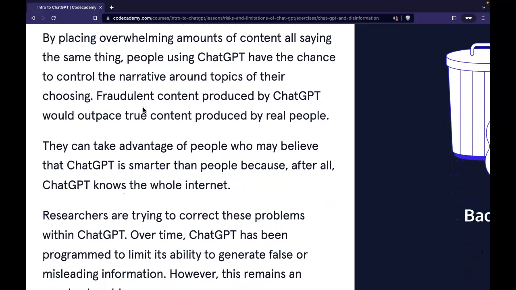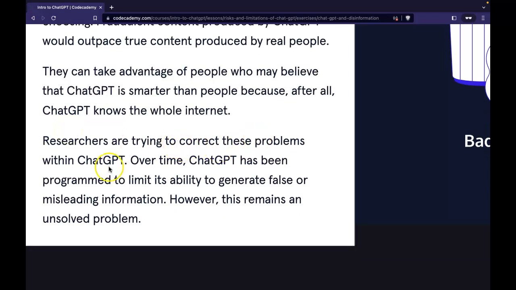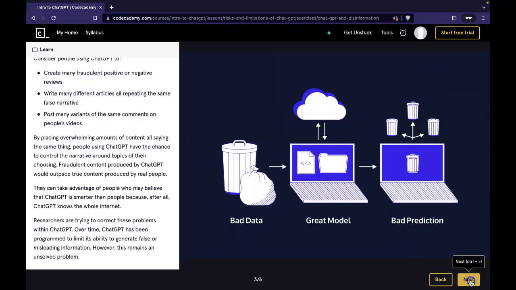By placing overwhelming amounts of content all saying the same thing, people using ChatGPT have the chance to control the narrative around topics of their choosing. Fraudulent content produced by ChatGPT would outpace true content produced by real people. They can take advantage of people who may believe that ChatGPT is smarter than people because, after all, ChatGPT knows the whole internet. Researchers are trying to correct these problems within ChatGPT. Over time, ChatGPT has been programmed to limit its ability to generate false or misleading information. However, this remains an unsolved problem. Let's go ahead and hit next.